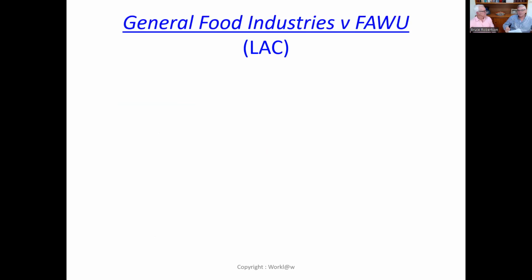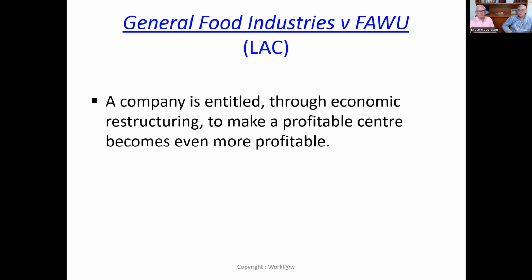In this case, the General Food Industries case, the employer wanted to outsource. They'd noticed all its competitors had outsourced a particular function, and to remain competitive, and therefore that was the economic reason, they decided to retrench for greater profitability. Now you can see this really goes against our notion of dismissal being the last resort. But the Labour Appeal Court did say a company is entitled, through economic restructuring, to make a profit centre, to make sure it becomes even more profitable.